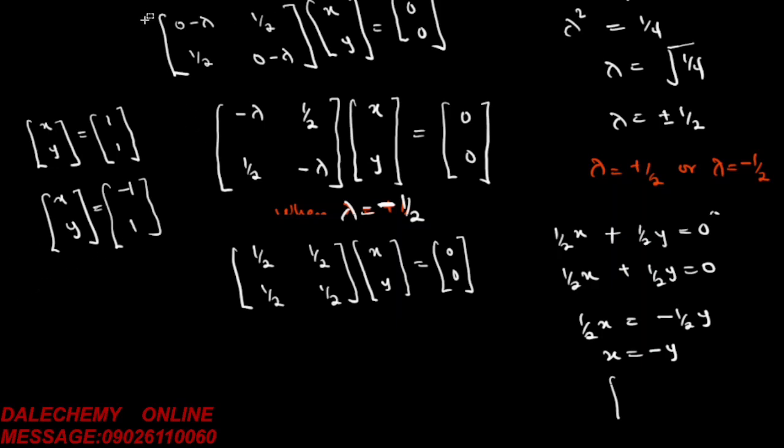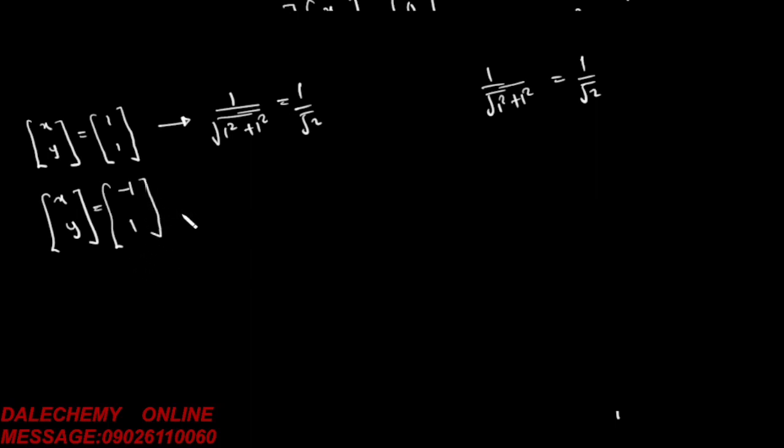Now don't forget, the next step after we've gotten the eigenvector is to normalize. So we are going to normalize each of these eigenvectors. To normalize the first one, the normalized value will be 1 over square root of 1 square plus 1 square, and the other one will be 1 over square root of 1 square plus 1 square. So this is going to give us 1 over square root of 2, and this is going to give us 1 over square root of 2.